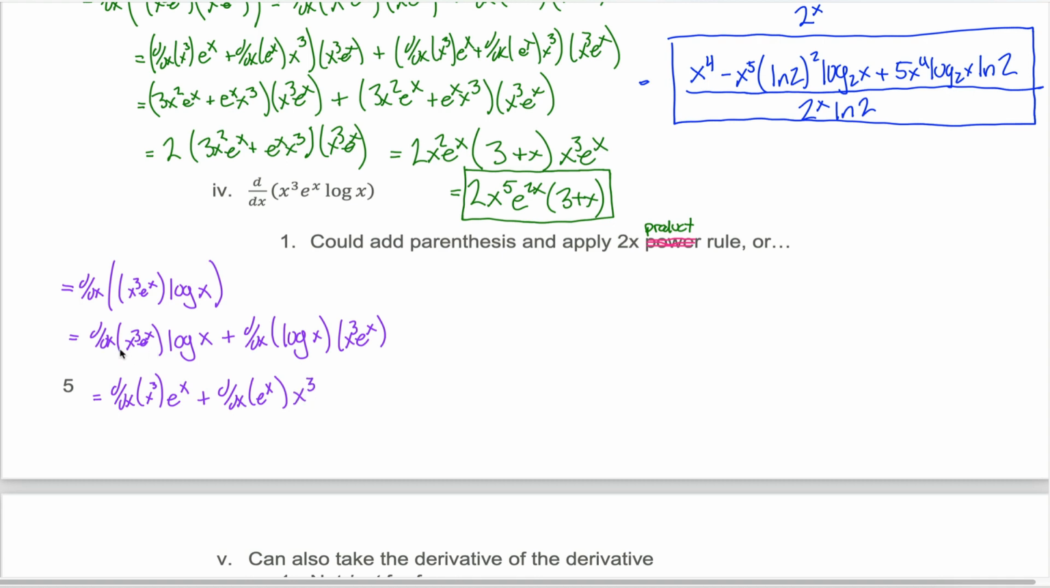Be really careful using the product rule here, it created 2 different terms. I'm supposed to take the answer to that product rule and multiply it by the log of x. I better make sure that both of those terms, the entire answer to this derivative, gets multiplied by the log of x.